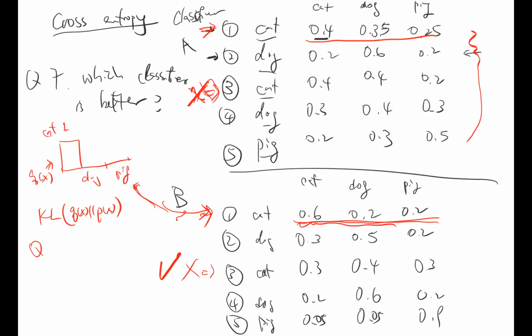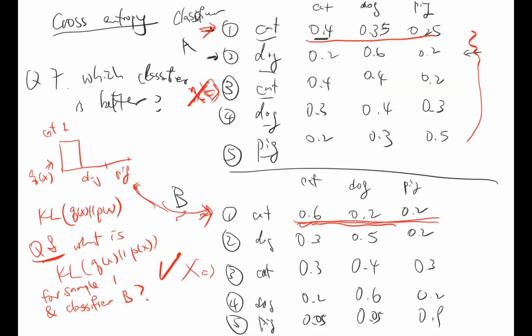Okay, maybe I make the question here. What is the KL? Super simple, QX, PX, for sample 1 and classifier B. This will be simple, right? Can you compute that numerically? What's that value?